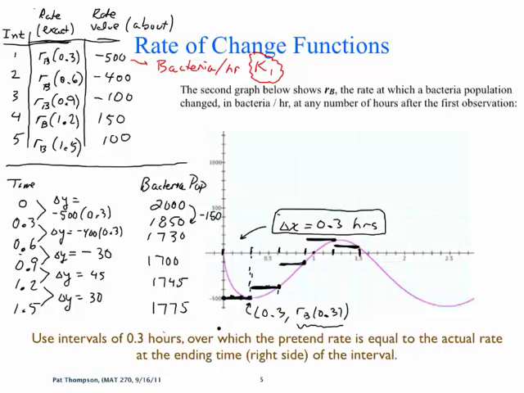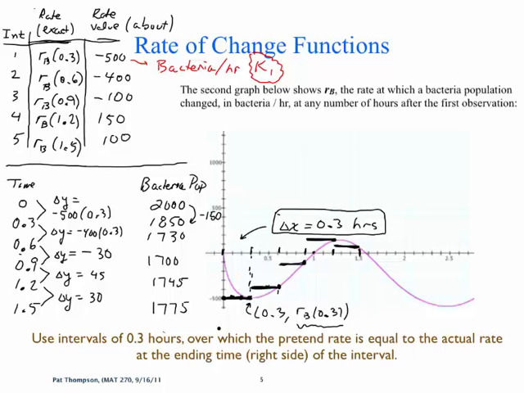Any questions on this process? There's lots going on here. Yeah, so we have to multiply the rate value by change in x. Delta y, right. You take bacteria per hour times the number of hours, which gives you number of bacteria. So it's delta y equals k delta x. Other questions?